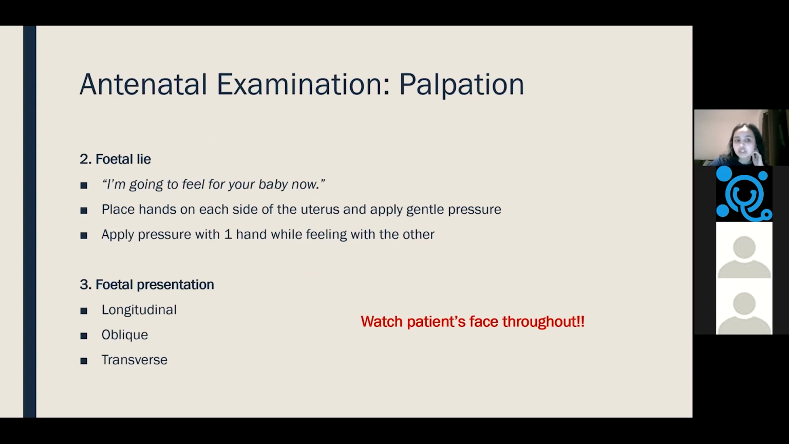So on palpation, then again, you check for fetal lie. So after the fundal height, you check fetal lie. You say, I'm going to feel for your baby now. You place both of your hands on each side of the uterus and just apply pressure.